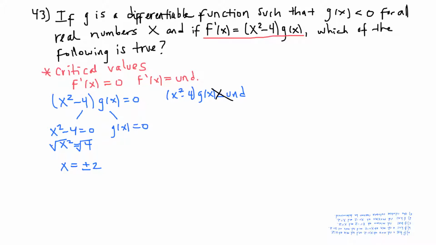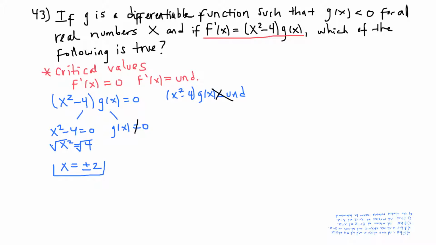And g of x equal to 0, we shouldn't despair. Just think about what they said about g of x. Way over here they said g of x is negative. That's a fact. So will g of x ever be 0? Nope. That just means we're not going to get critical values out of this. So don't worry about g of x being 0. It will not be 0. And so then these are the only critical values.